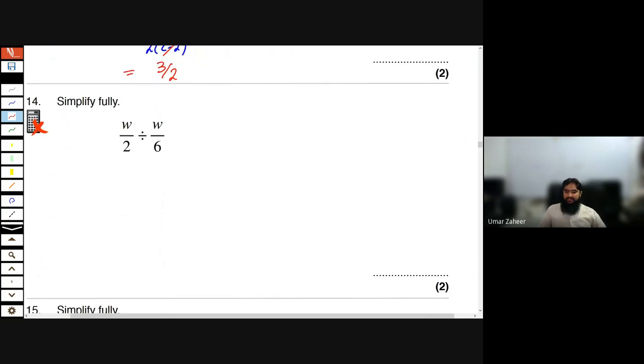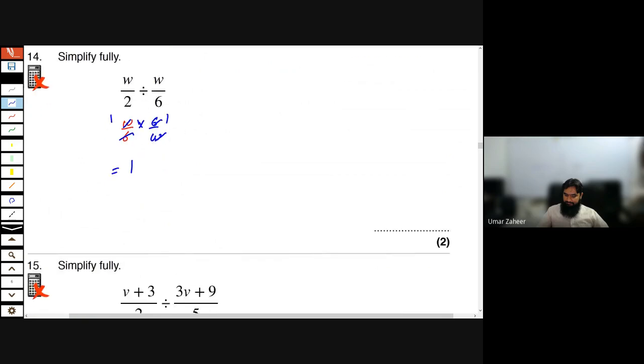Now again, simplify fully. Change the division sign into multiplication. So w over 6 will become 6 over w. All right, that's easy. 1 multiplied by 1 is going to be 1.